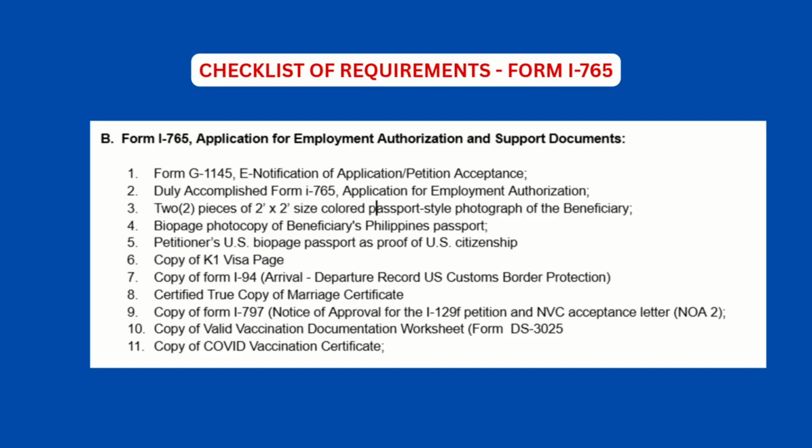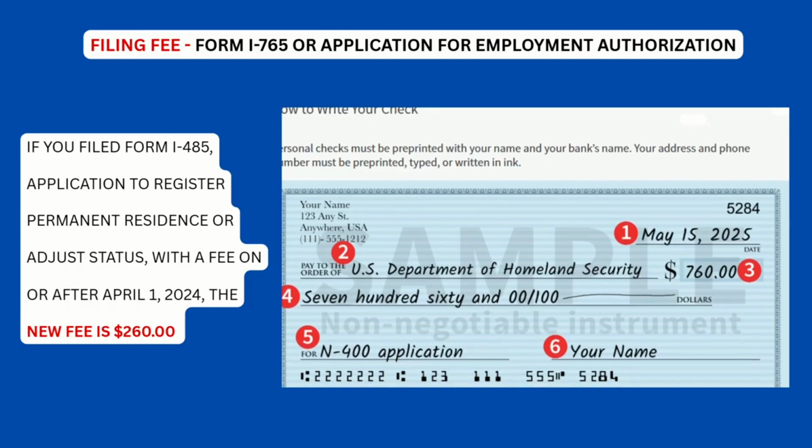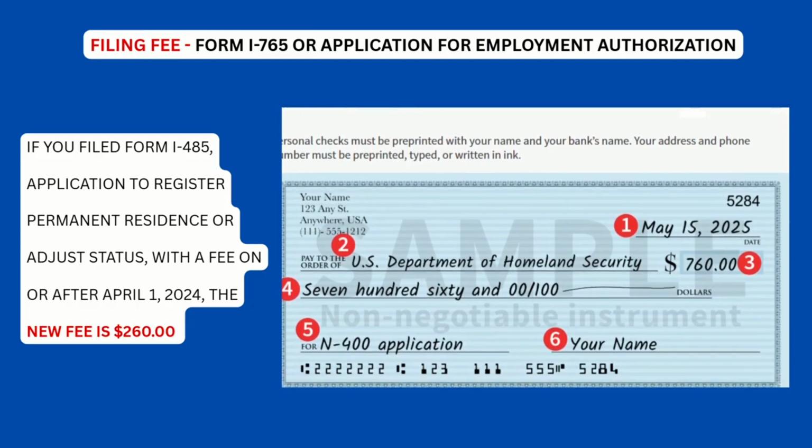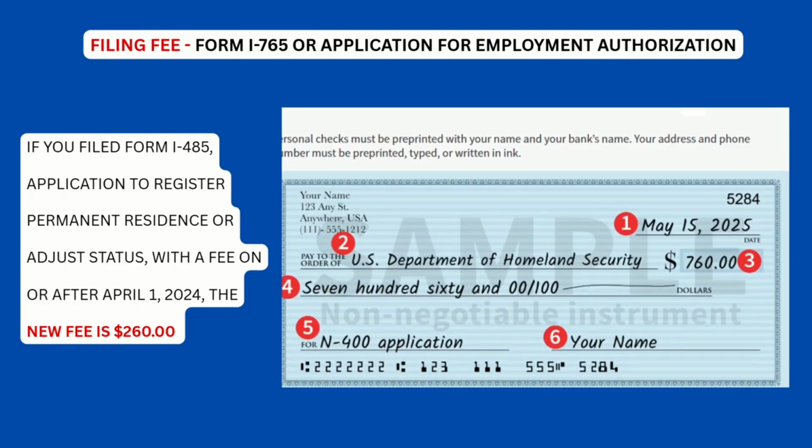These are a separate copy of documents that you will include in a separate folder for your Form I-765, or work permit. Now, the filing fee for Form I-765 is $260 if you file it together with your green card application. So this is how you write a check. For more information, you can visit USCIS.gov.